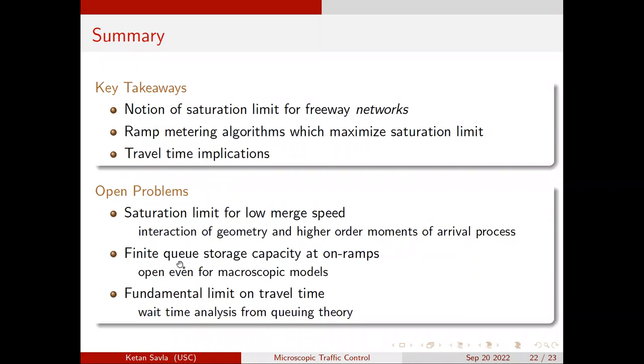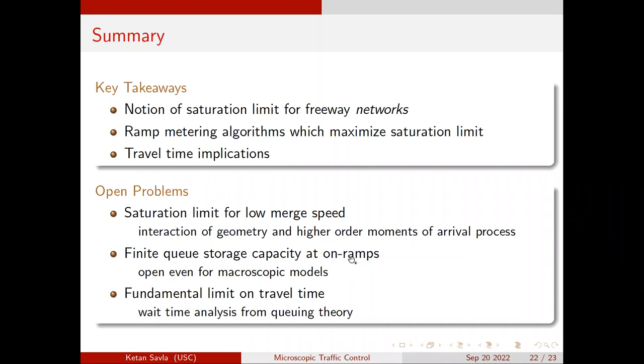In our work, we implicitly assume there's a finite queue storage capacity at the on-ramps, that is, before the ramp meters. Relaxing that is also a challenge at the macro level. So it's going to be really challenging for us, but definitely something that we can investigate through extensive micro simulations, for example, in SUMO, something that we plan to do. And finally, yes, travel time: we showed improvements in travel time, but using some tools on wait time analysis from queuing theory, we could provide more analytical insights into travel time.